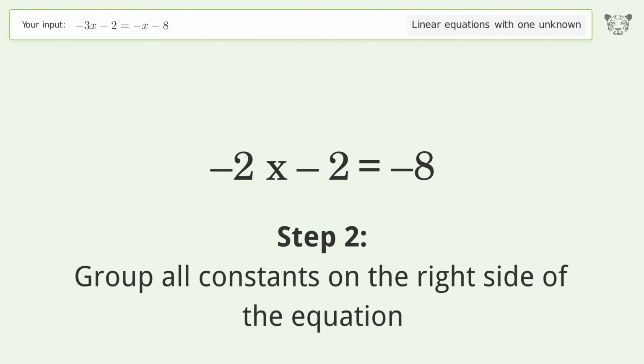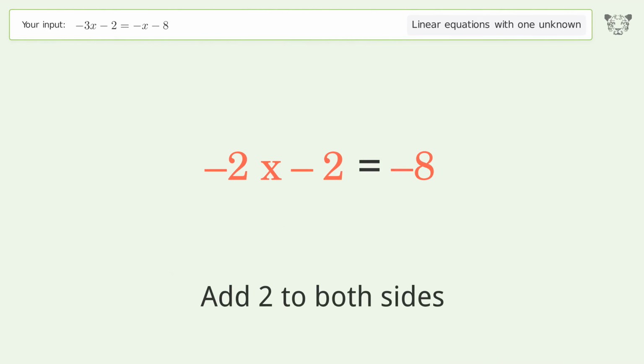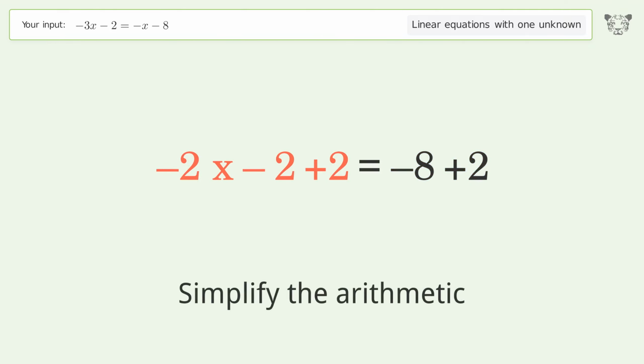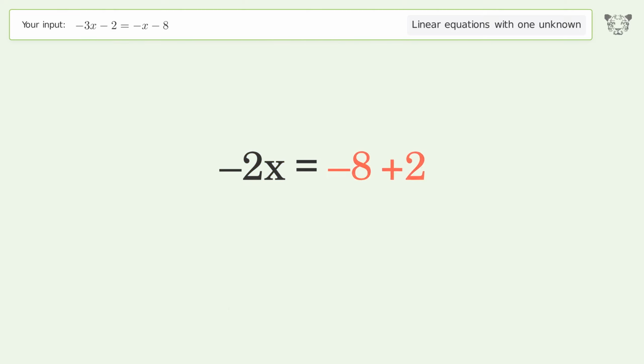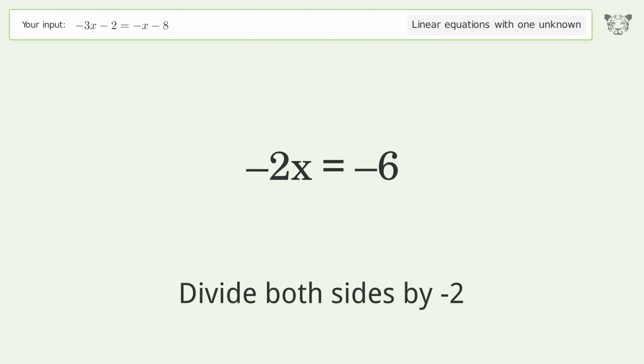Group all constants on the right side of the equation. Add 2 to both sides. Simplify the arithmetic. Isolate the x. Divide both sides by -2.